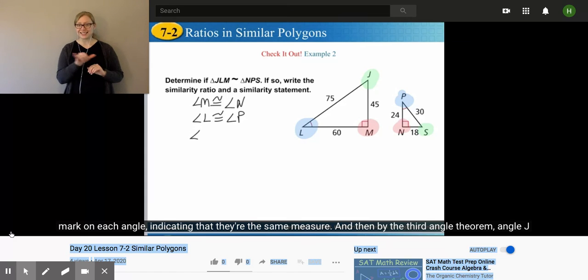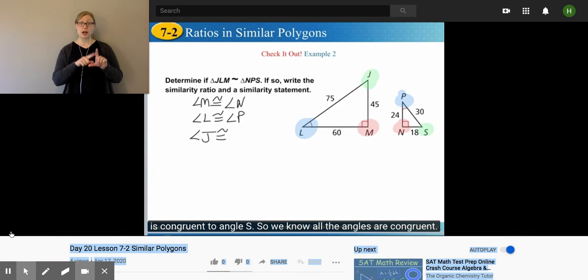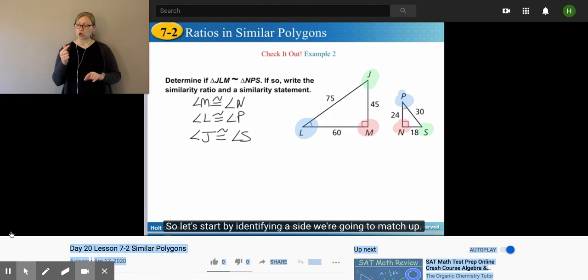And then by the third angle theorem, angle J is congruent to angle S. So we know all the angles are congruent. Now we just have to show the sides are in proportion. So let's start by identifying a side we're going to match up.